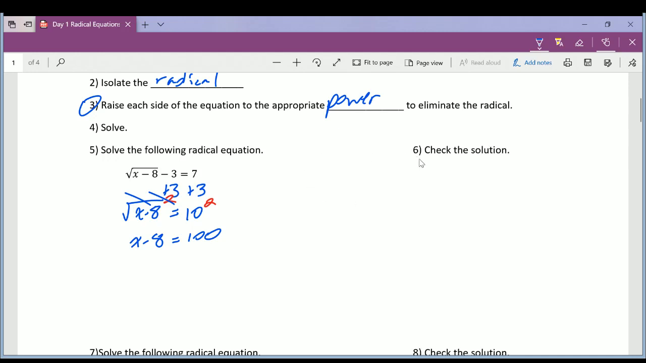Now, check the solution. So, we're not done yet. Plus 8, and we're looking at x equals 108.